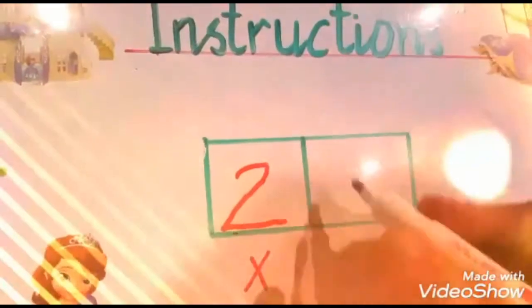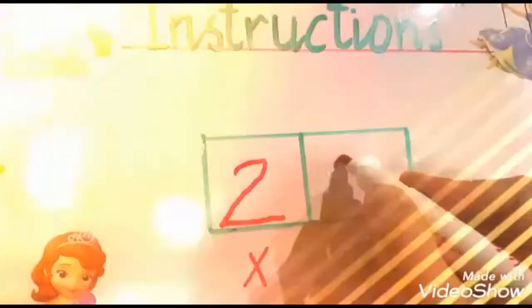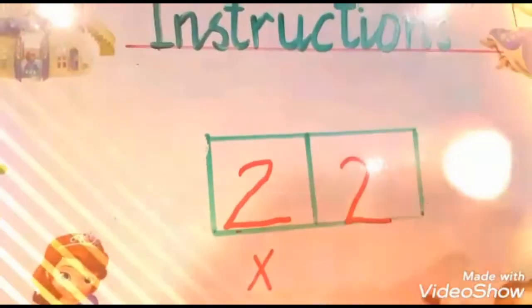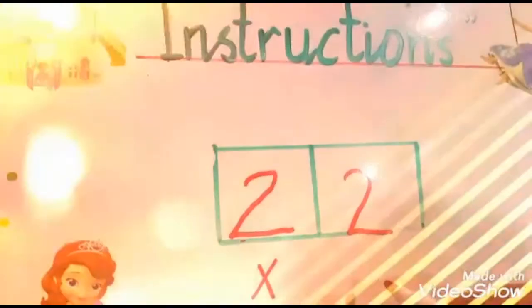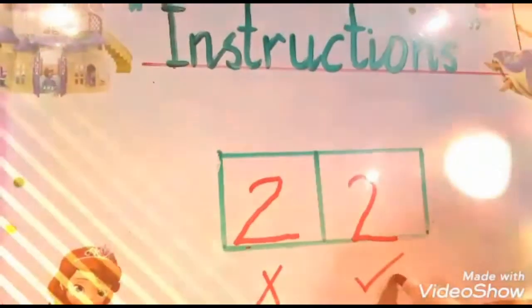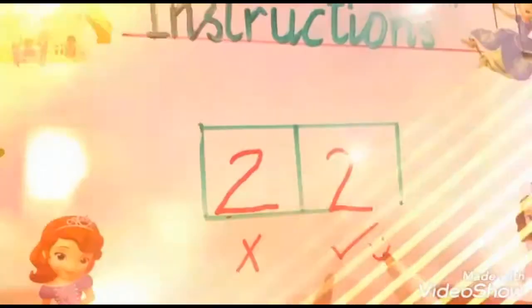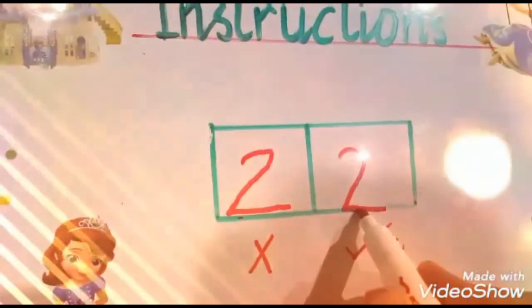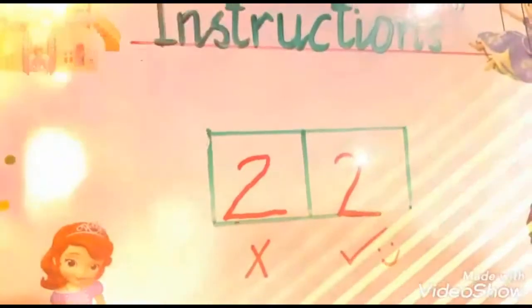Some of you are writing like this. This is the proper shape. It's looking good. It's a happy 2. But make sure this line should be very straight as teacher has guided you.